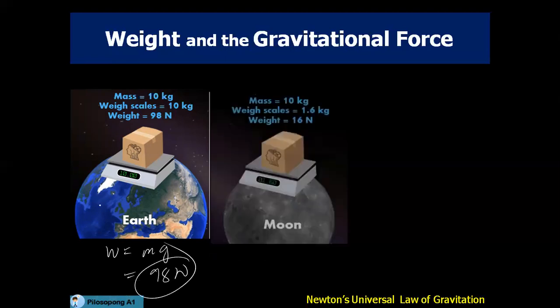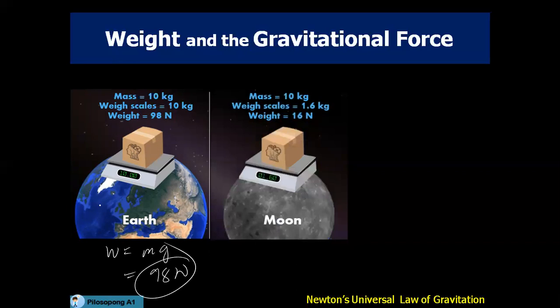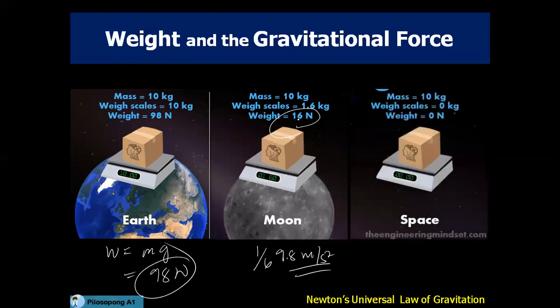But that will be a different case if we put the object on the surface of the moon, since the acceleration due to gravity on the moon will just be 1/6 that of the acceleration due to gravity on Earth. Thus, we will have an answer of only 16 newtons when assuming that we have a box on the surface of the moon. And that will be 0 if we put the box, or suspend the box, in outer space, not really close to any celestial body.